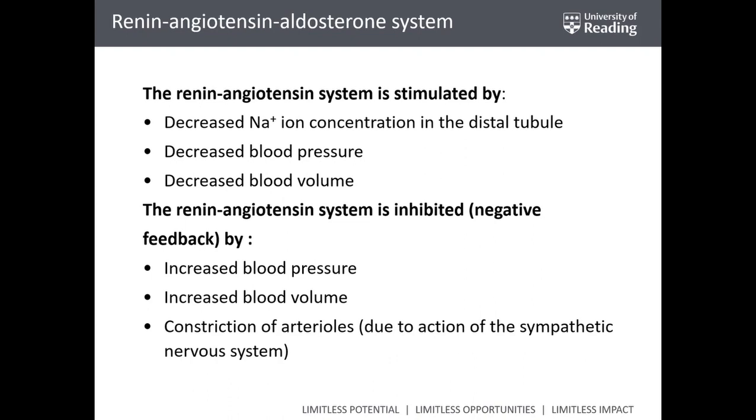While the renin-angiotensin system is inhibited, so it receives a negative feedback by, on the other hand, increased blood pressure, increased blood volume, and constriction of arterioles, for example, due to the action of the sympathetic nervous system.